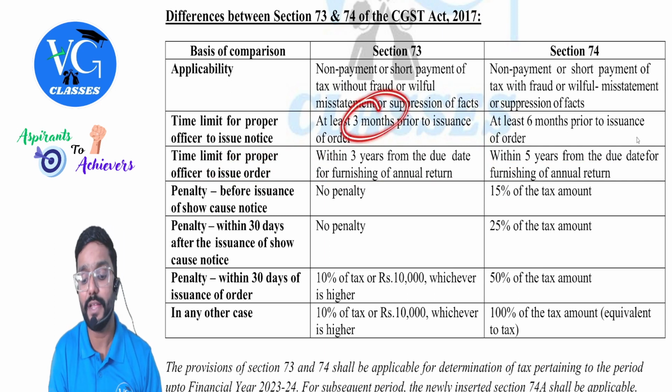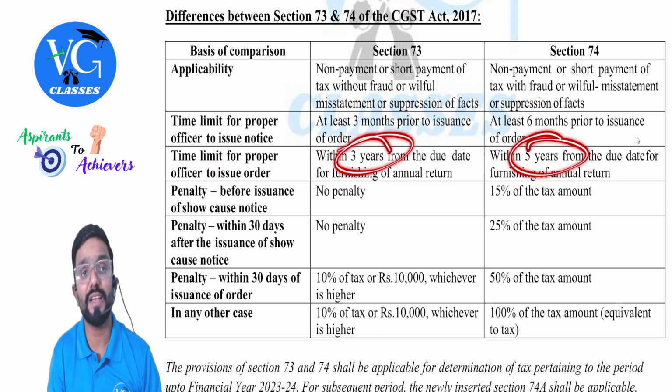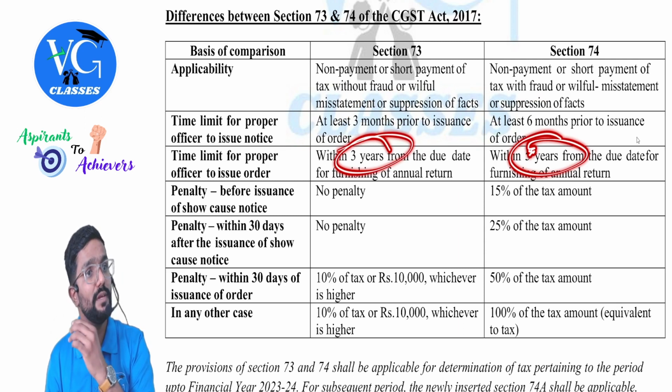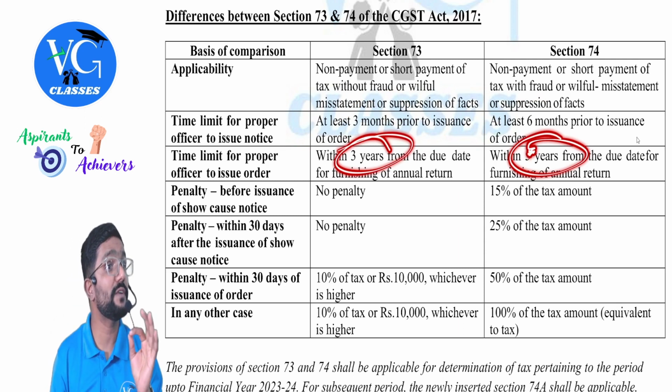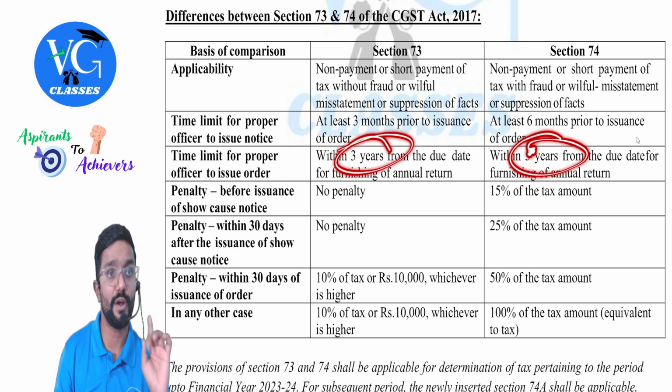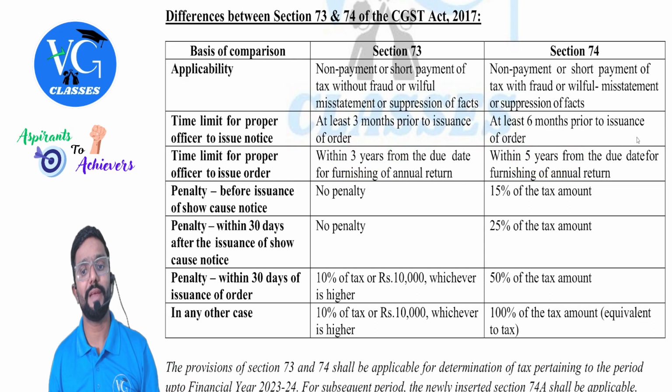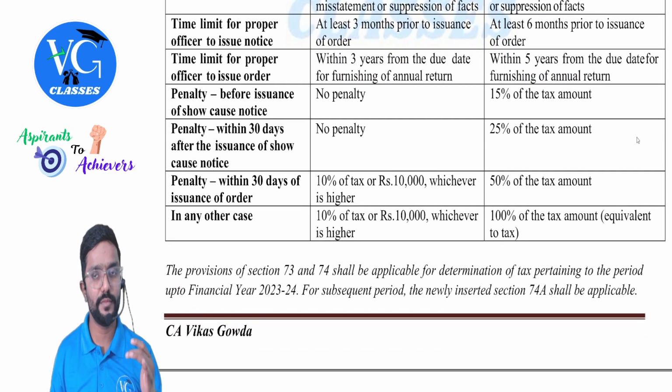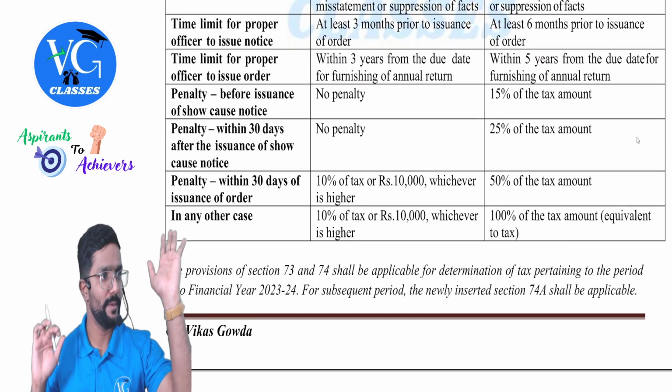But this is 3 years and 5 years. If it is an excess refund claim, then 3 years and 5 years will be counted from when? Date of refund. Date of refund and not due date. Okay. Coming to penalty. Penalty, you just divide that into 4 time gaps.